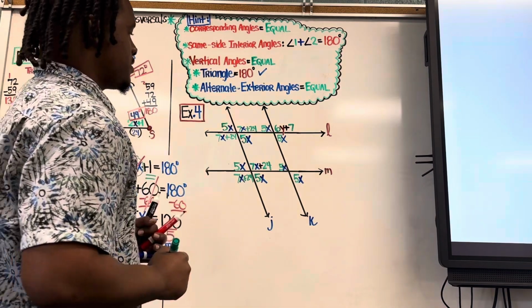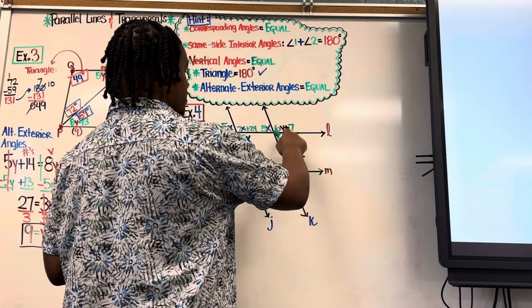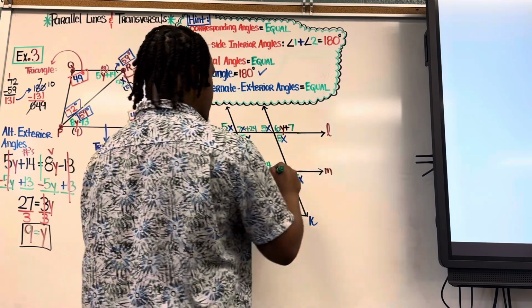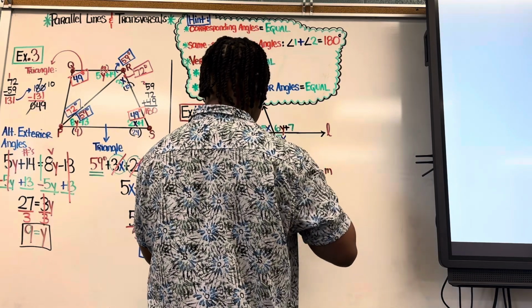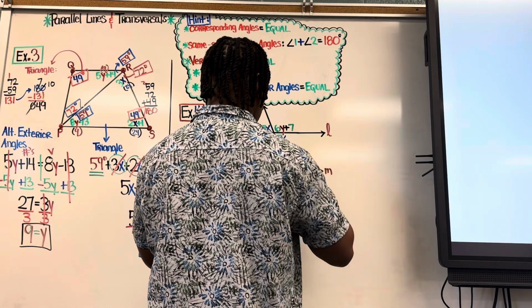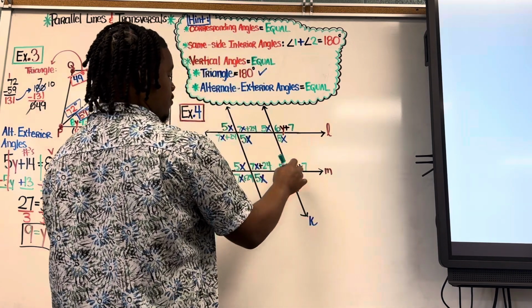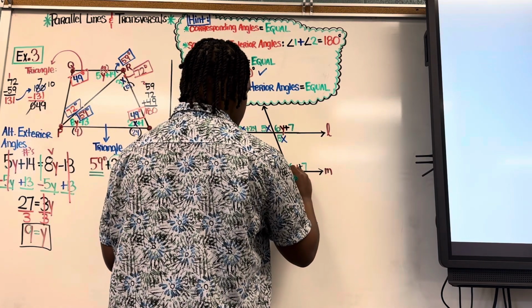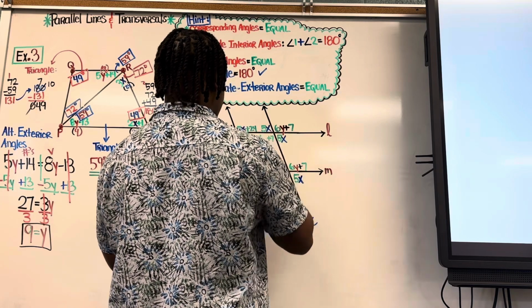Same thing right here. This 6y plus 7 is corresponding with this angle, so this right here will be 6y plus 7. And then this angle and this angle are vertical to these two angles, so they also will be 6y plus 7.